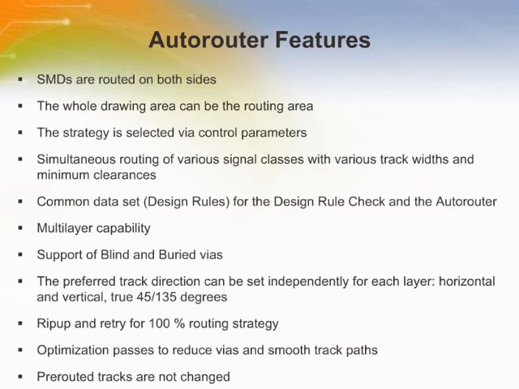The Autorouter is controlled by a number of parameters, such as the minimum clearances, the via diameter, the hole diameter of the vias, and the minimum track width. All of these can be configured in the Autorouter menu.